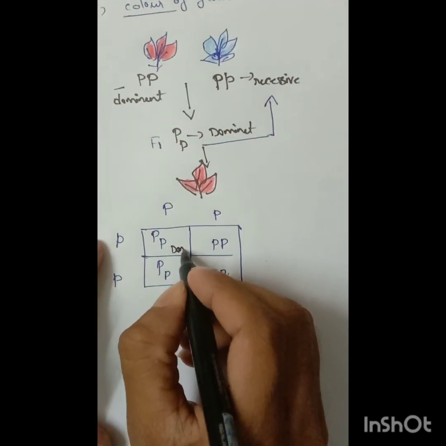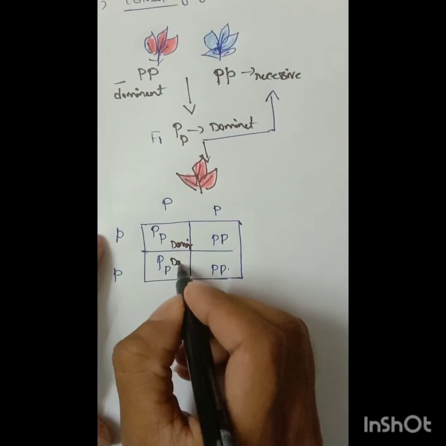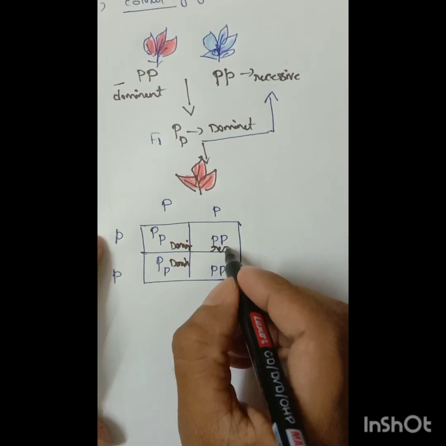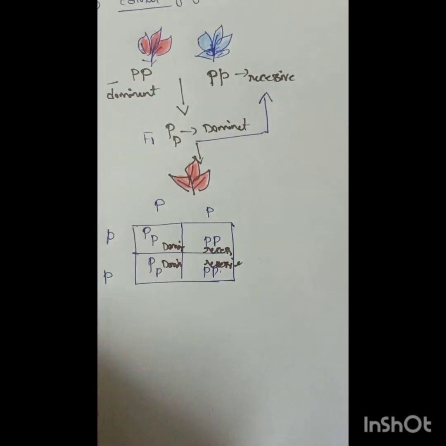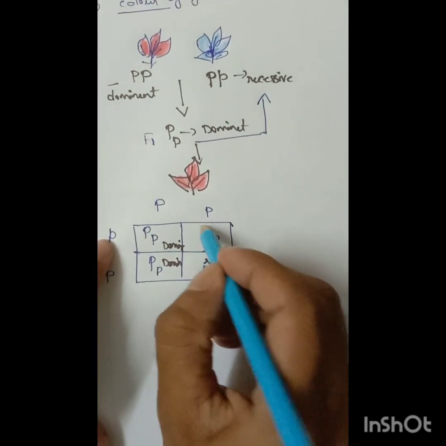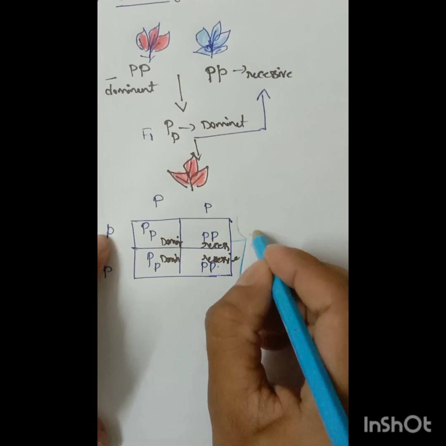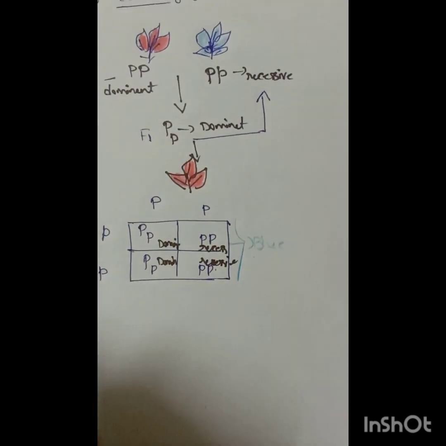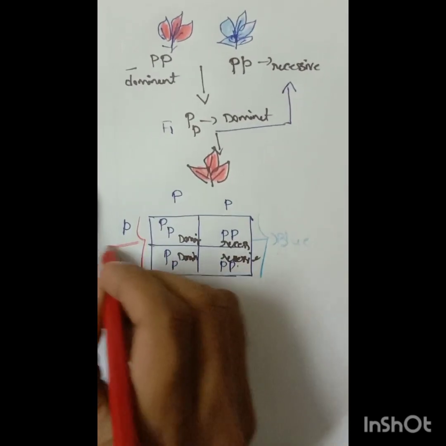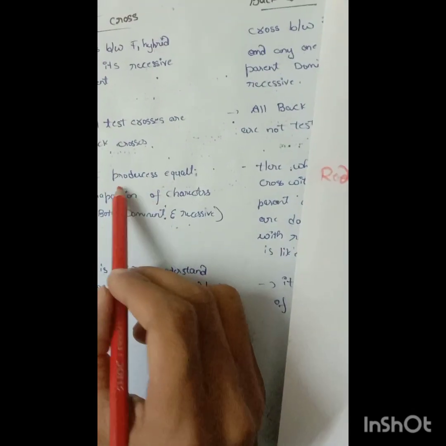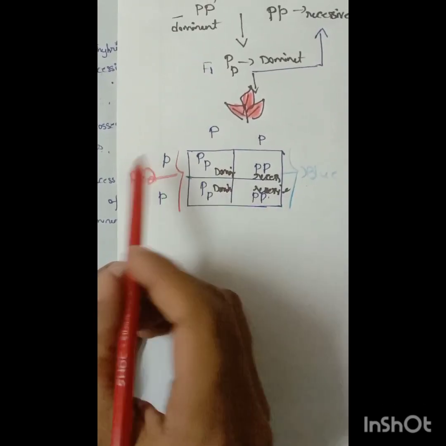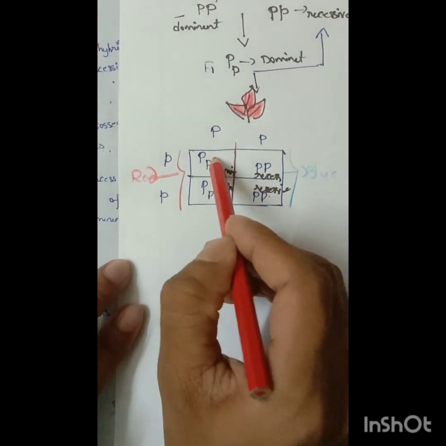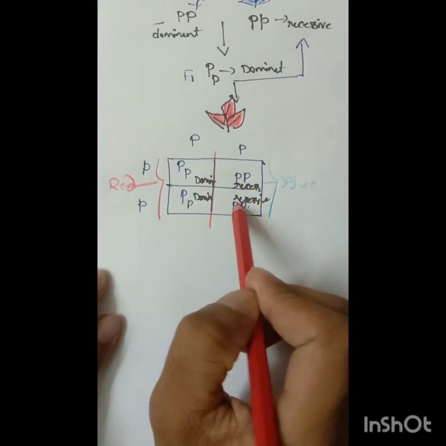These two are dominant. Here it is recessive. So these two are blue color flowers, whereas these two are red color flowers. As I have already mentioned, it will produce equal proportions of both characters, that is both dominant and recessive. So we can see here the equal proportion: two are dominant and two are recessive.